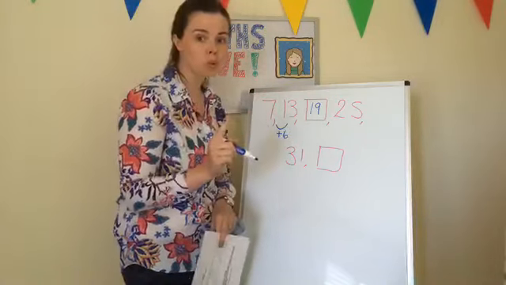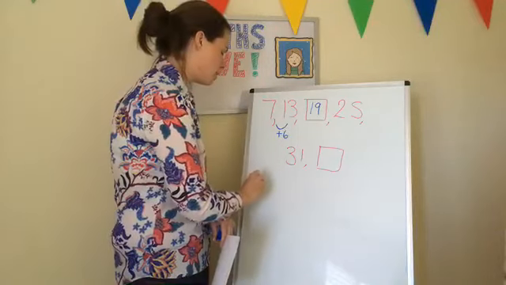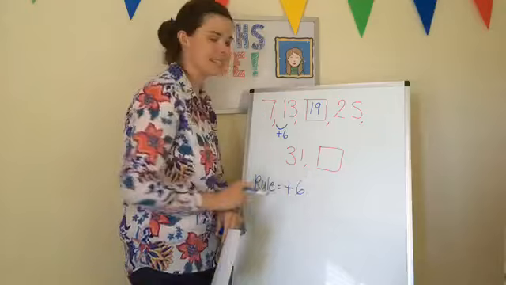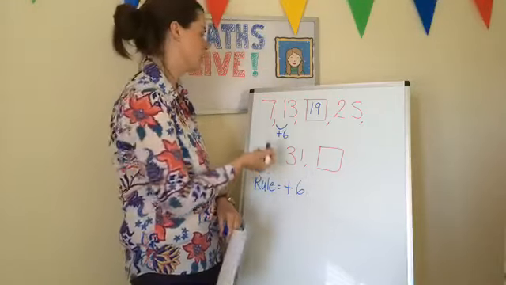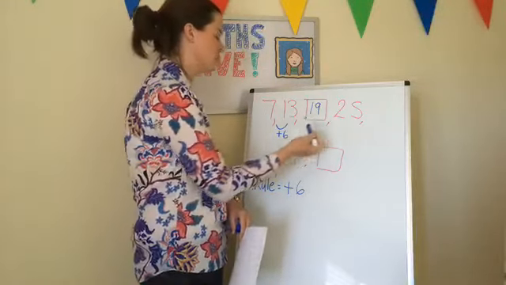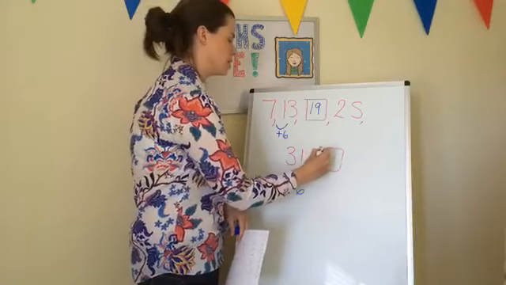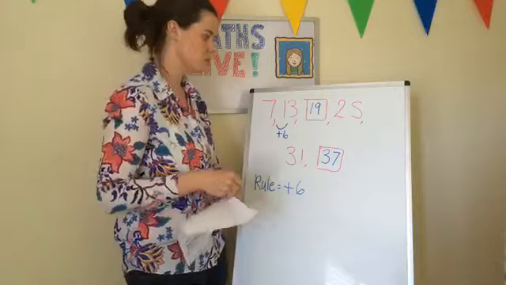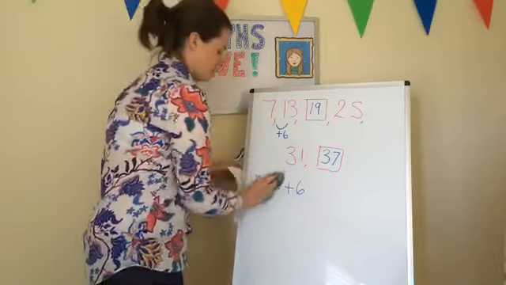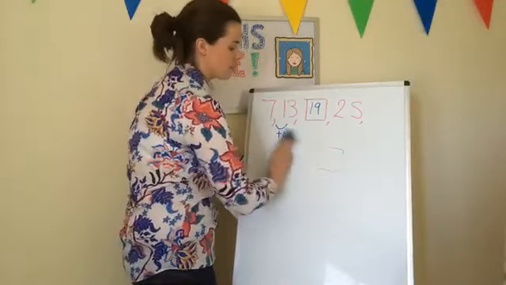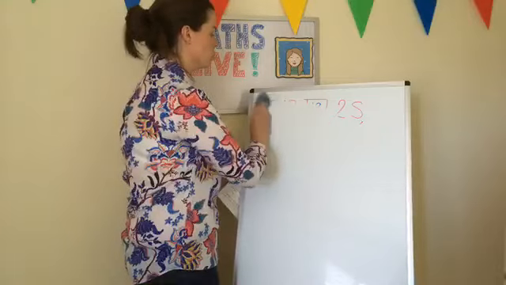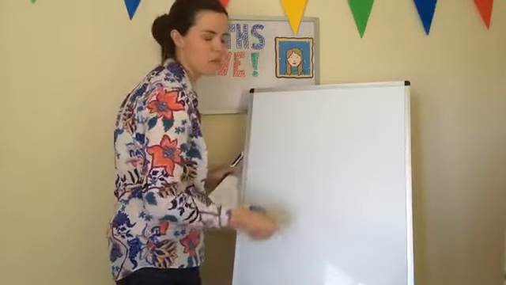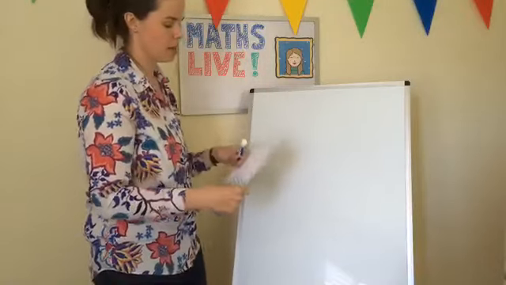So the rule, because sometimes you'll get asked what the rule is, the rule for the sequence is you add 6, you plus 6 every time. So 7, 13, 19, 25, 31, 31 plus 6 is 37. So that is how you find out the sequence. If you've never heard the term what is the rule, that just means what do you need to do? How do you get from one number to the next?